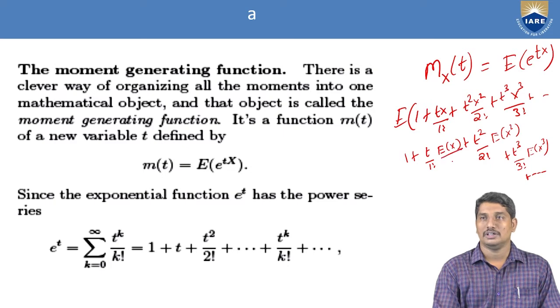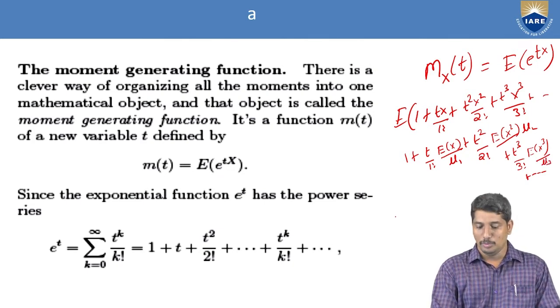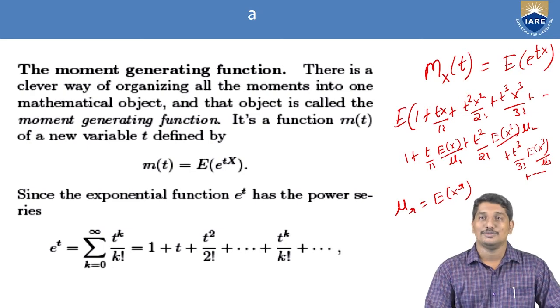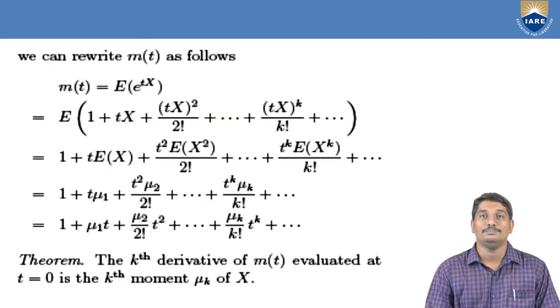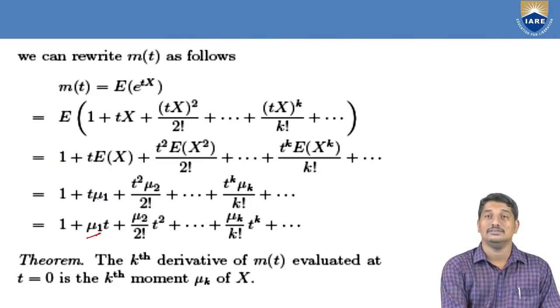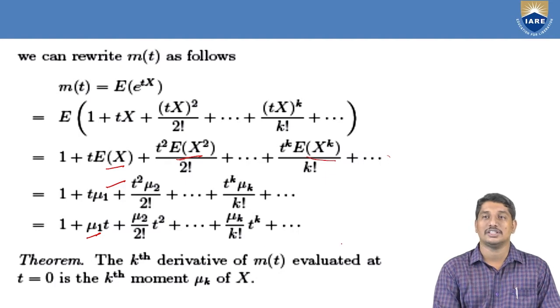Here we call E[X] the first moment μ1, E[X²] the second moment μ2, and E[X³] the third moment μ3, and so on. So every moment μr can be written as E[X^r]. That is what we discussed in the last class. Now we have just seen the expansion: μ1 is the expectation of X, μ2 the expectation of X², μk the expectation of X^k, and these are called moments.